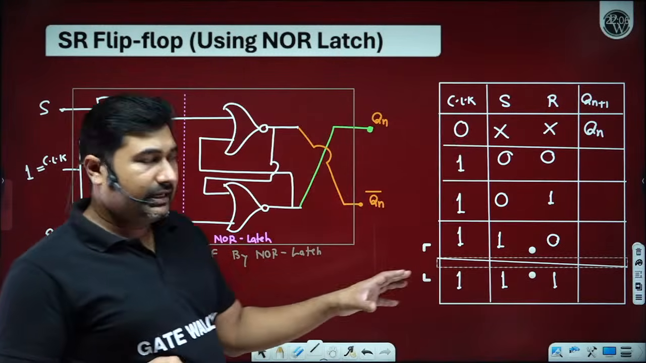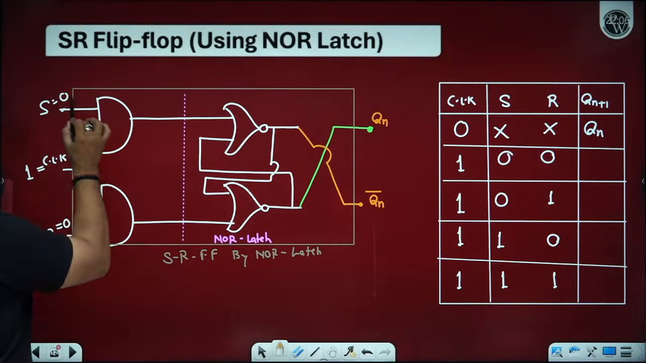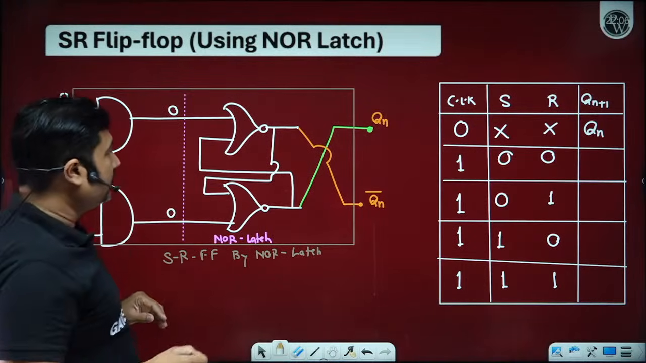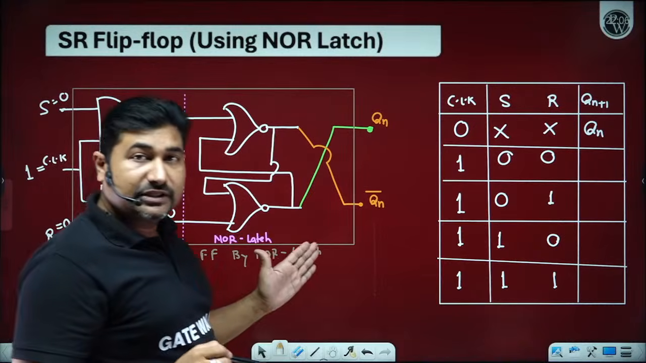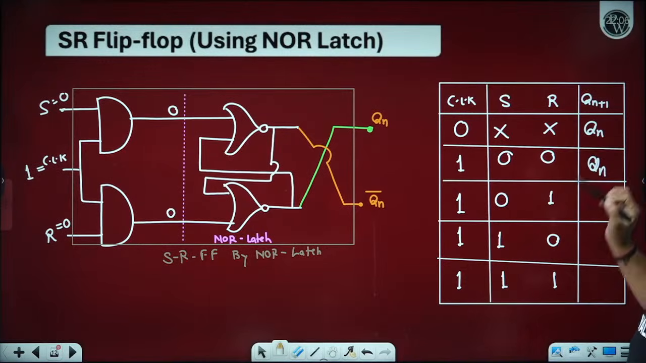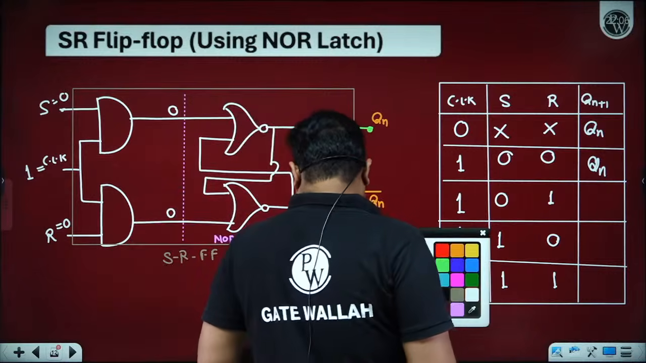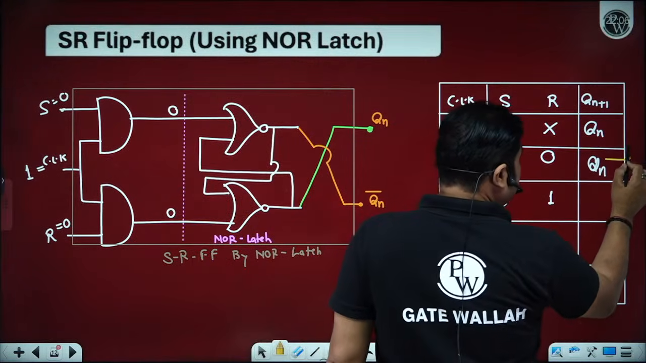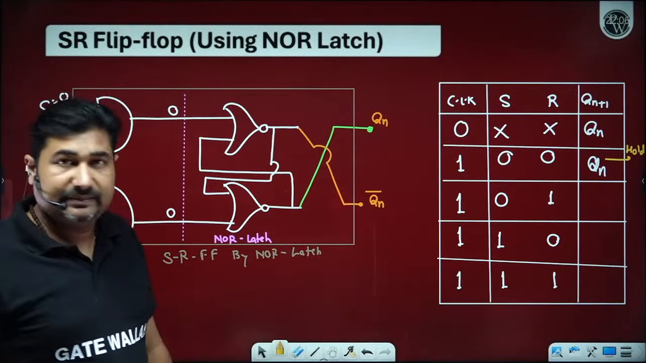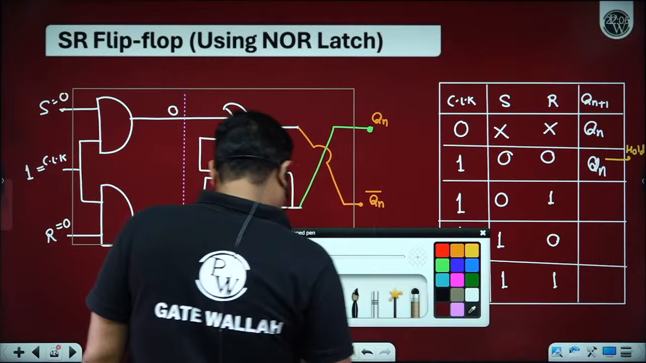So clock is high. Now with S equal to 0 and R equal to 0, we will get 0 multiplied by 1 is 0, 0 multiplied by 1 is 0, because they are basic AND gates. If we get 0, 0 onto the NOR latch, then at the output we will get the same as the previous state. It indicates hold. It means you are applying such an input to the SR flip-flop which holds the previous state again on application of the clock. Now come back to the next one.